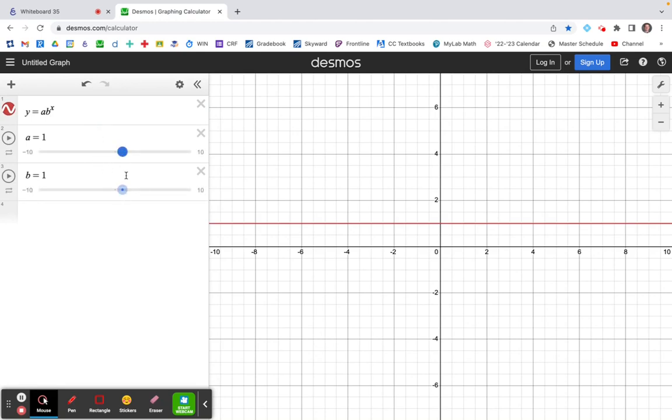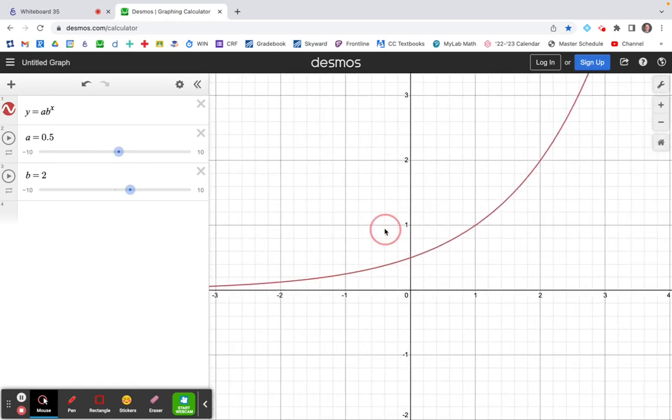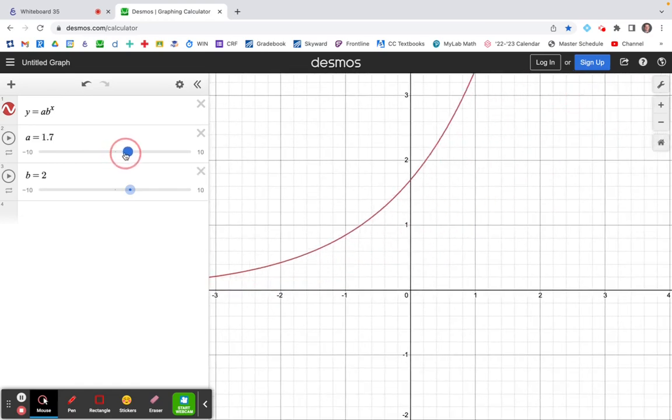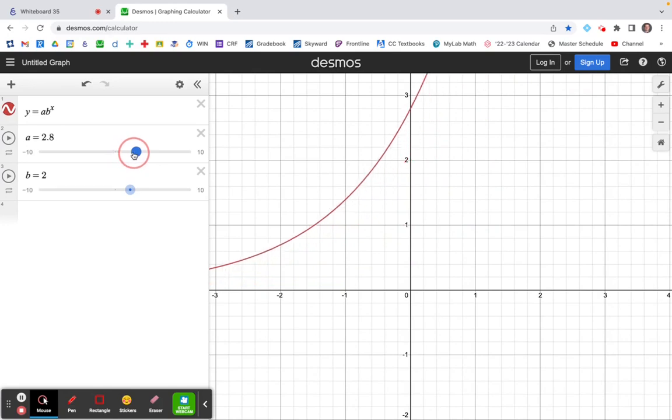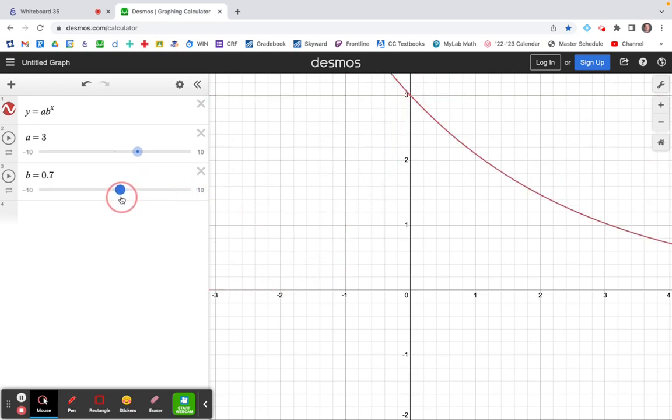Then we just have to change a and b to different numbers to see what the graphs look like. I'm going to change b to 2, and maybe change a to 0.5. As I change all of these things, the graph changes a lot every time. If I make a bigger, I can see that a connects to where the graph is crossing the y-axis. The bigger I make b, the steeper it gets. If I make b between 0 and 1, I see that it starts to go the other way. So this graph is exponential decay, and this graph is exponential growth.